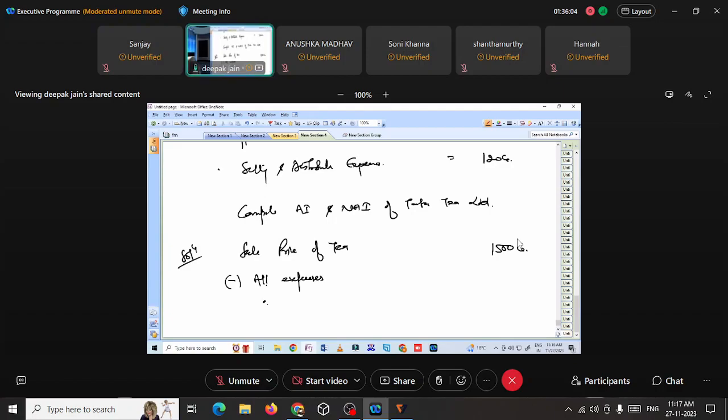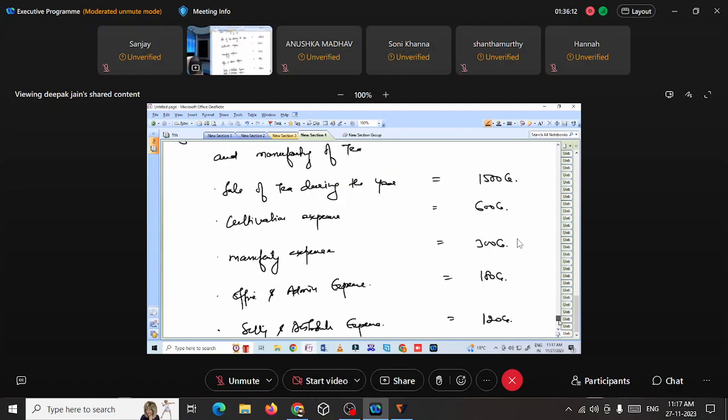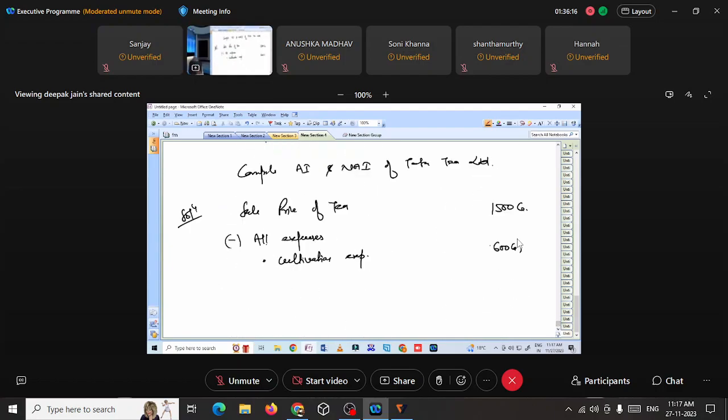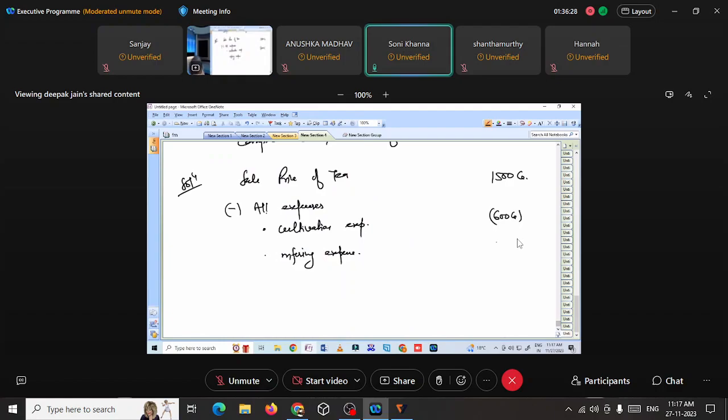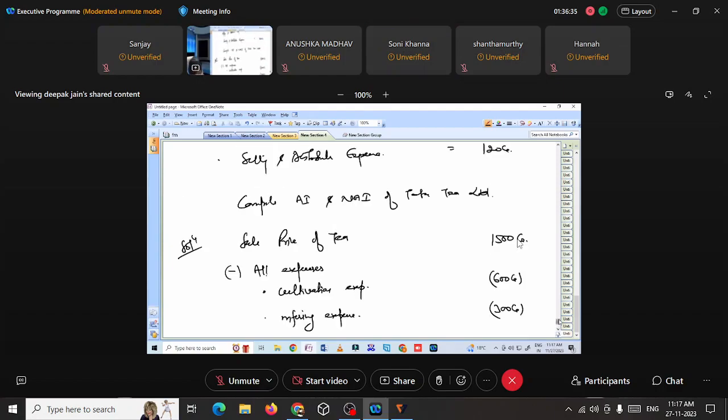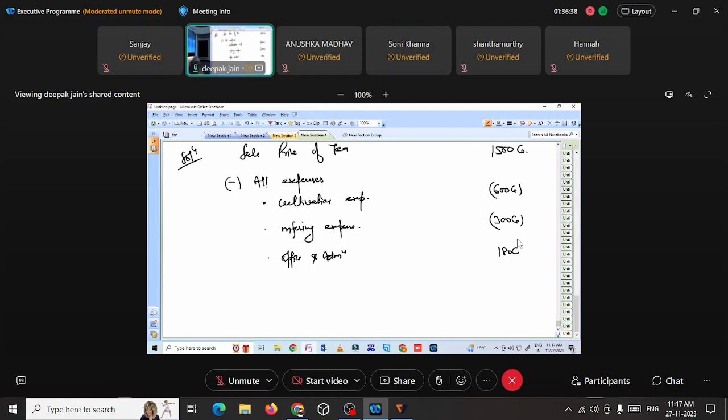How much is the expense? Number one, cultivation expense. This one is 600 crore. Number two, manufacturing expense. How much? Manufacturing 300 crore. Office and admin 180 crore, sorry. Selling and distribution 120 crore.